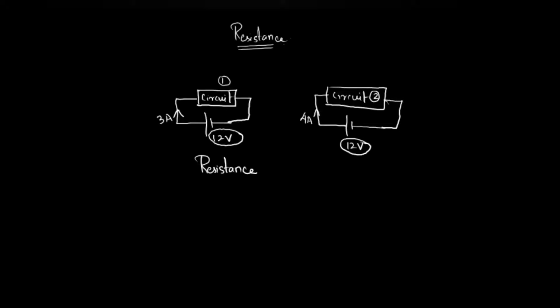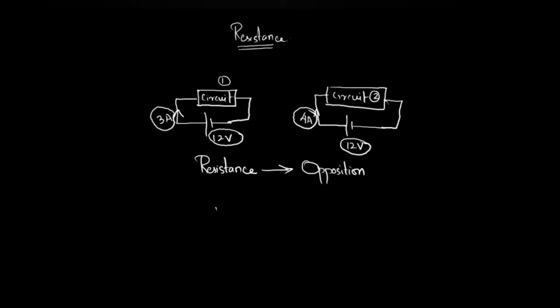Now what is a resistance? The resistance is the opposition offered by the circuit to the flow of electric current. The current is lesser in circuit 1 because it is offering more resistance to the flow of current than circuit 2.